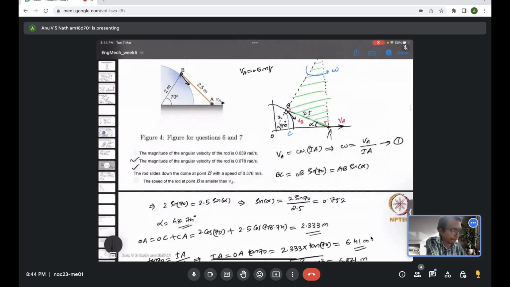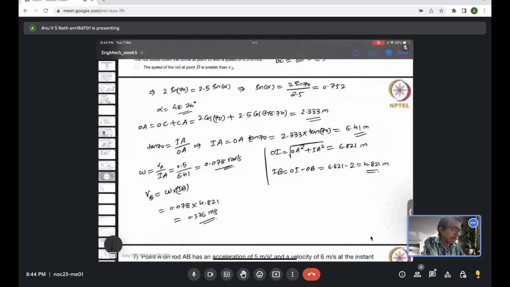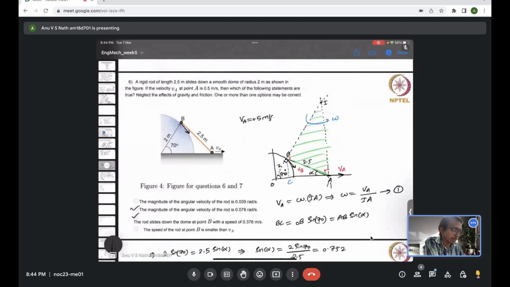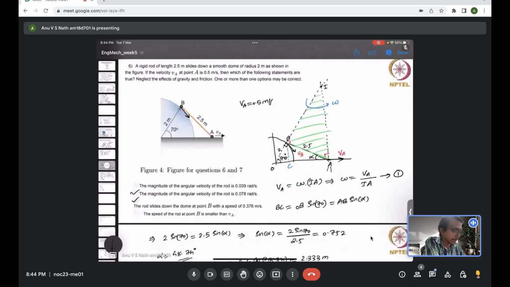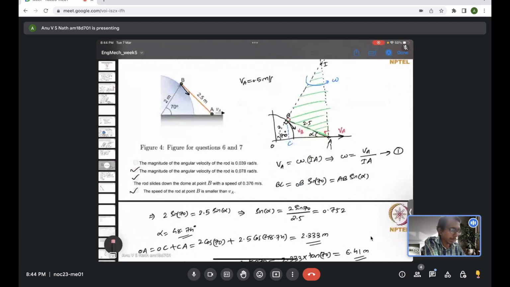Now if you again see, what we found is that velocity of B is 0.376 meter per second, and given velocity of A is 0.5 meter per second. So that means velocity of point B is lesser than velocity of point A, I mean the speed, the magnitude of which. So that means option D is also correct. So all the three options are correct. So that's all. Any question in this problem?